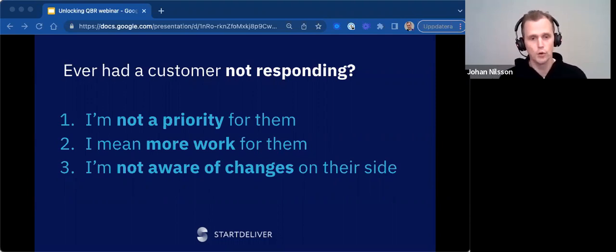So if a customer is ghosting you or not responding, it's usually one of three: that you are not the priority, we'll get back to that, or that we mean just more work for them and they don't have a goal, so they don't see the value of doing the work, or things have changed on their side. So we need to be aware of this, especially if we struggle with getting these business reviews, putting them in the calendar, making them happen. These are things to consider.